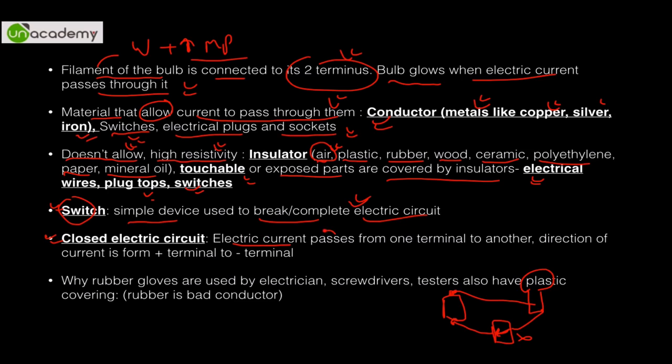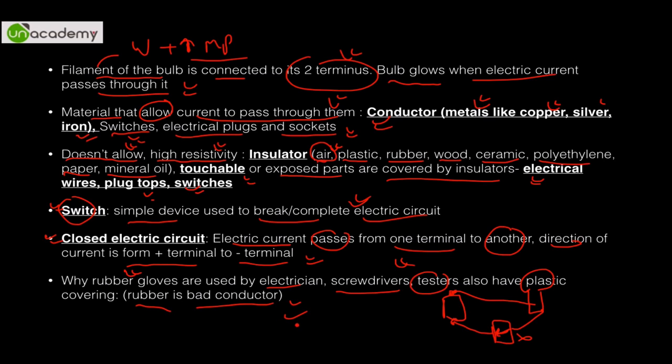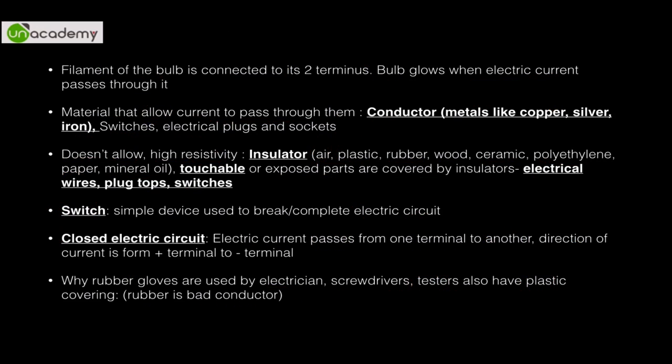What is a closed electrical circuit? When electric current passes from one terminal to another, and the direction of current is from positive terminal to negative terminal, it's a closed electric circuit. Open electric circuit में no current will pass. Now, why are rubber gloves used by electricians, in their screwdrivers or testers, etc.? Because rubber is a bad conductor and it will prevent them from getting any electrical shock in case some malfunction happens. So, like always, just be brilliant with the basics, rest all will follow.